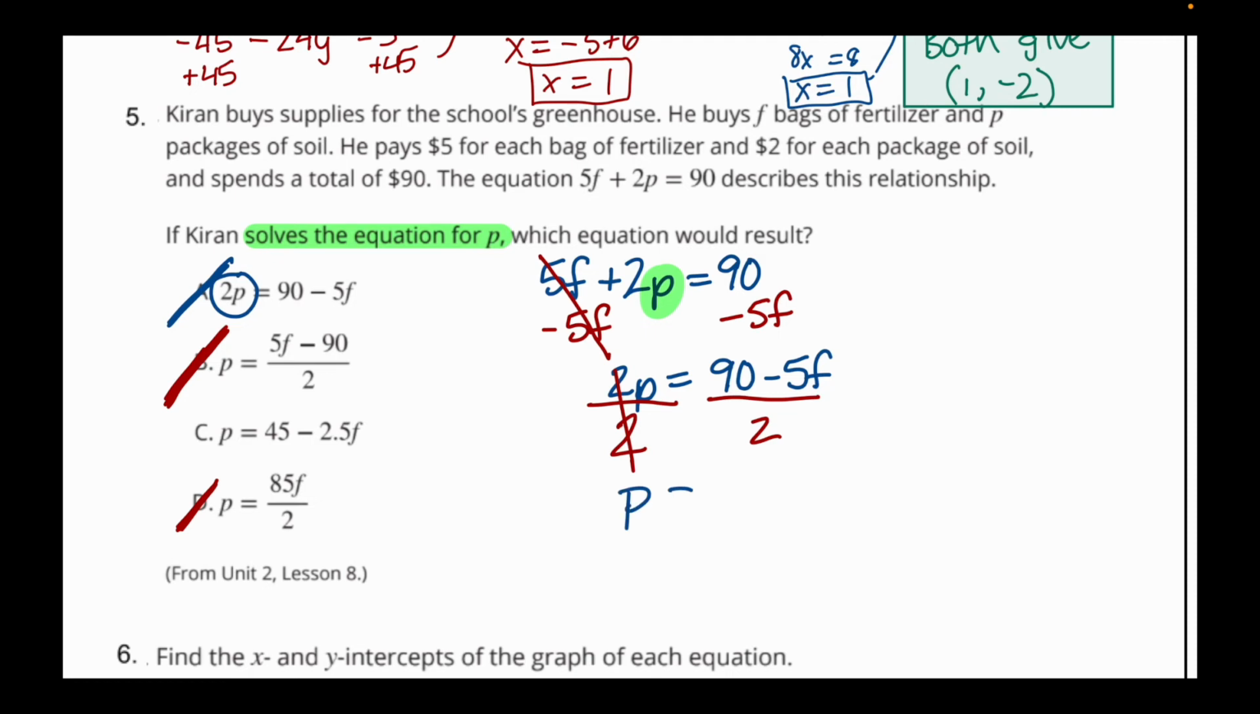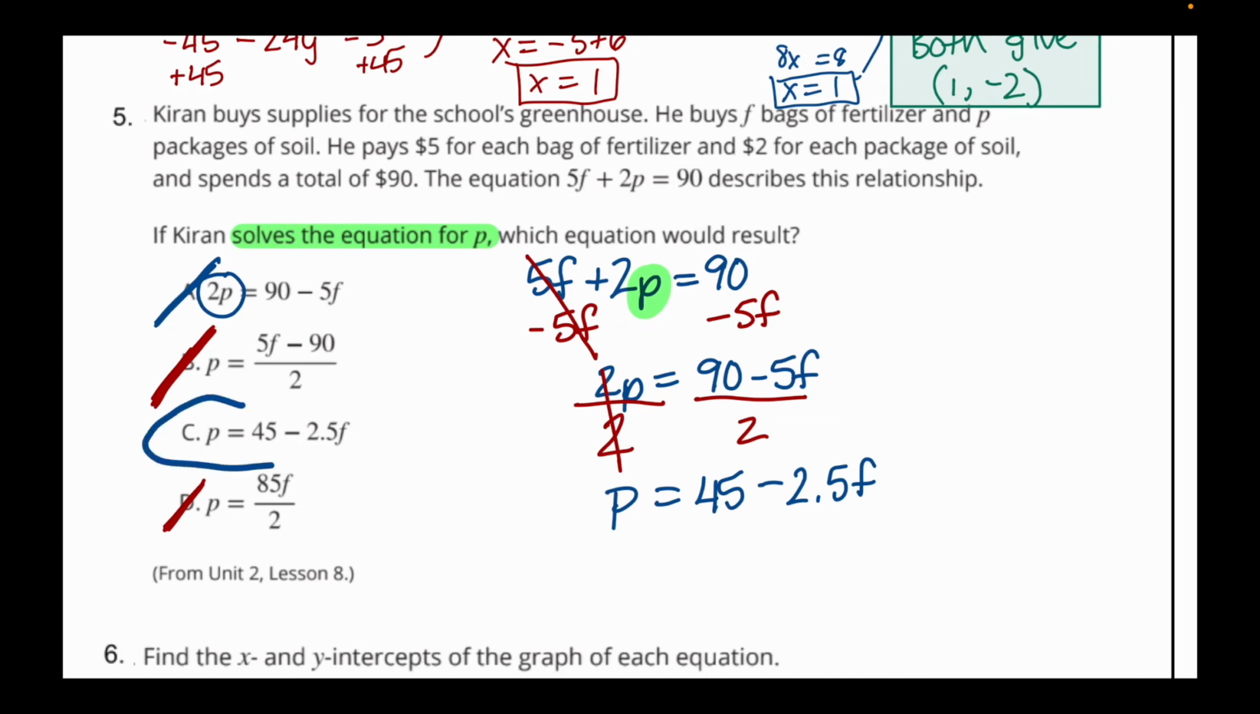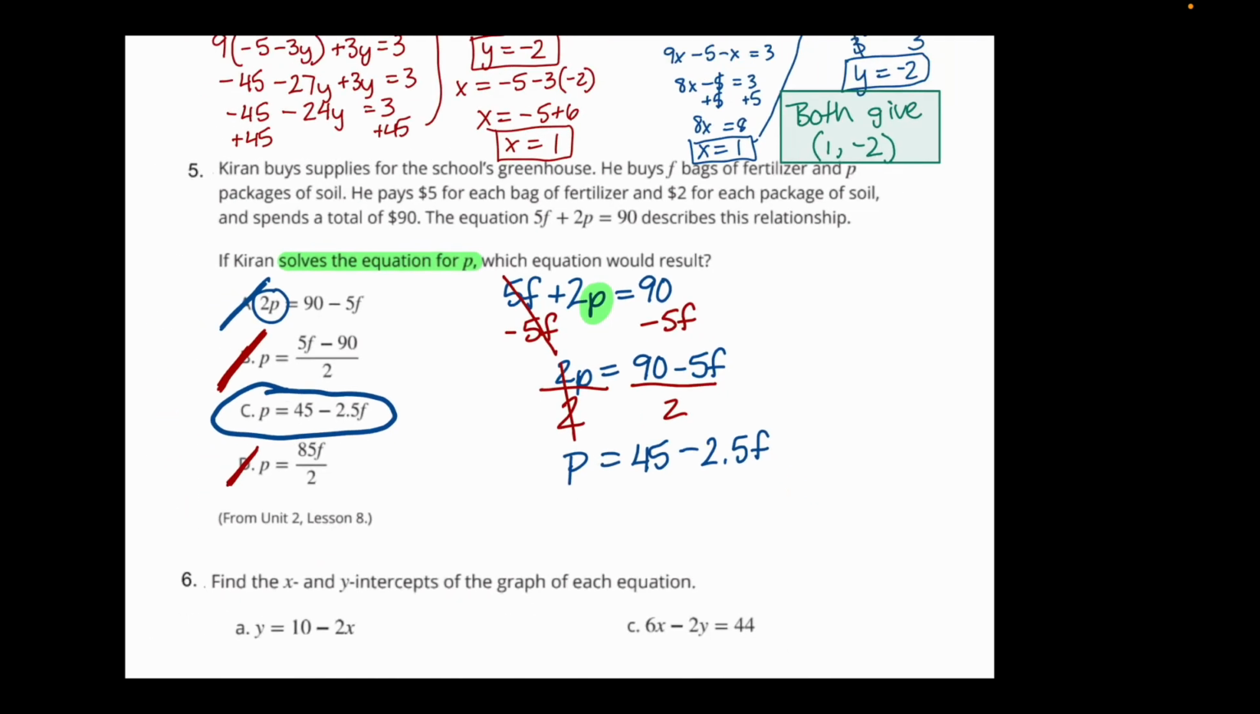They're actually just doing that division. So 90 divided by 2 is 45, and 5 divided by 2 is 2.5, so it's going to be minus 2.5F. So there are multiple ways to show this fully, and C is the correct answer here. Let's actually circle this whole thing because I didn't want to cover over part of it with my answer circle there.